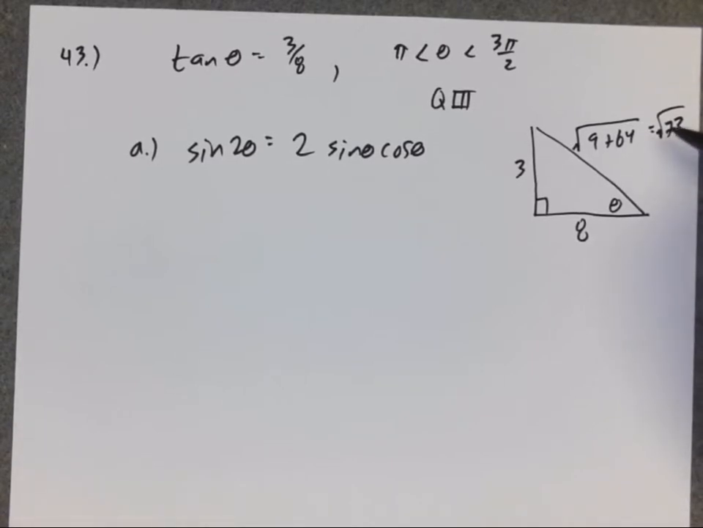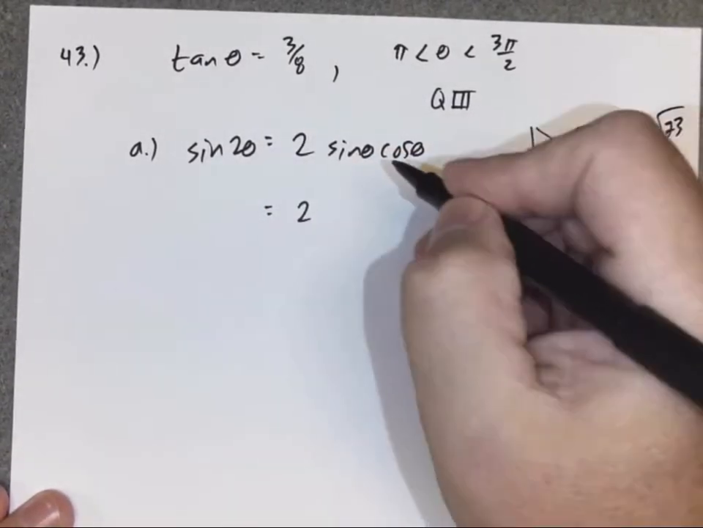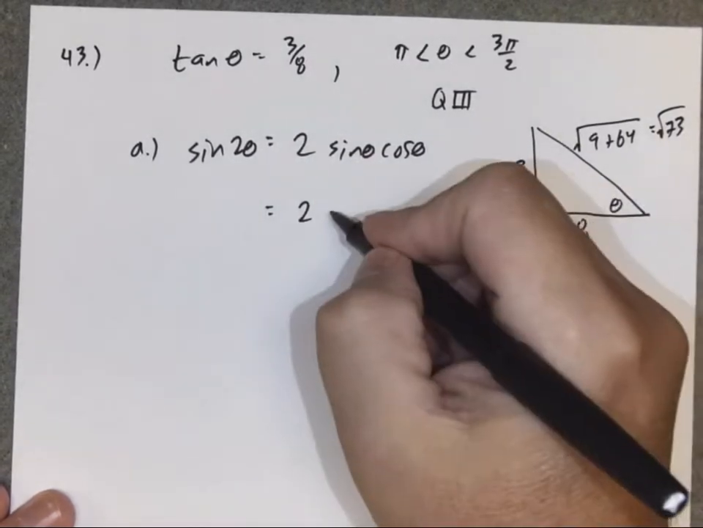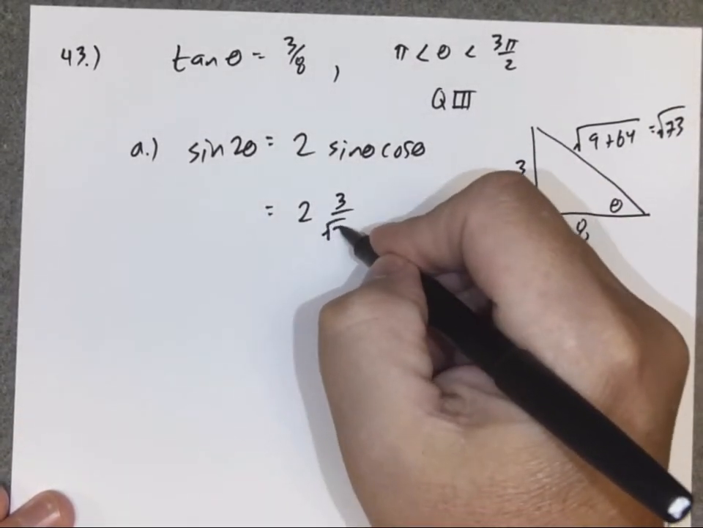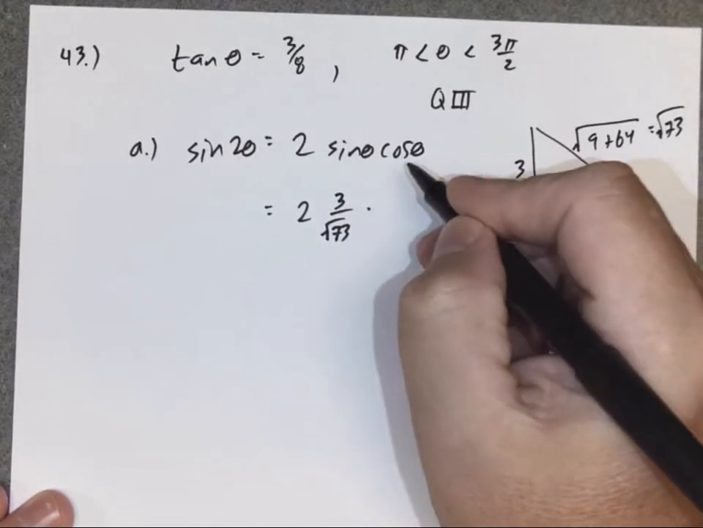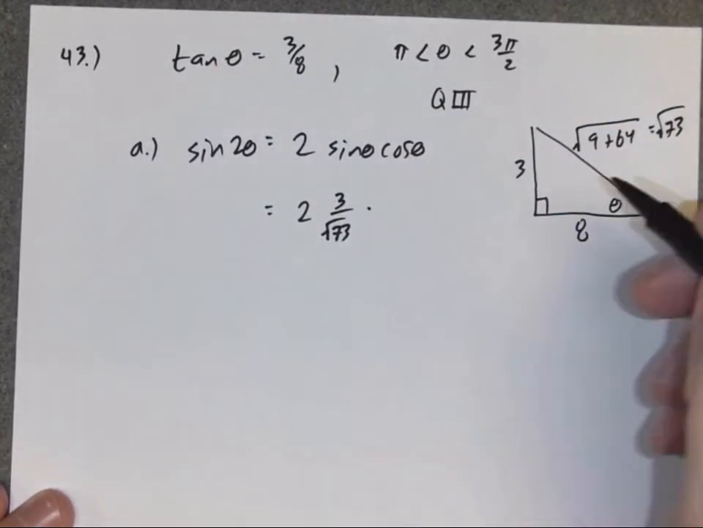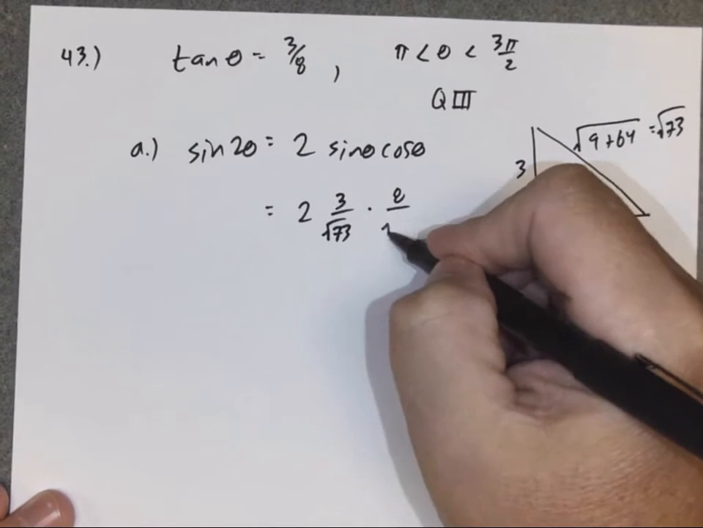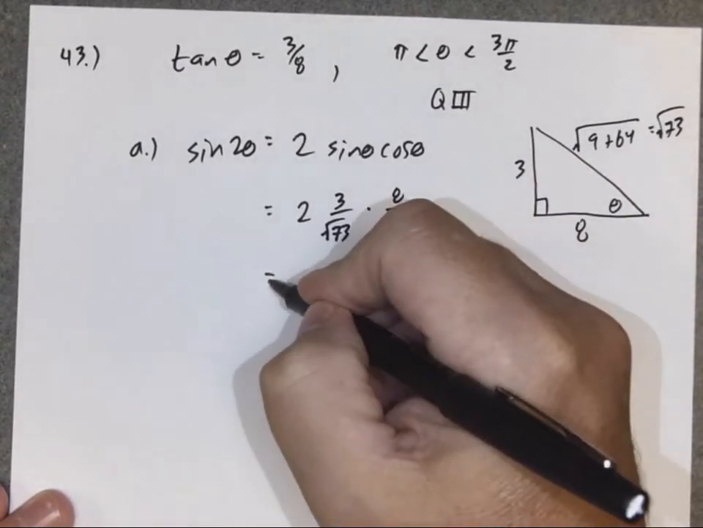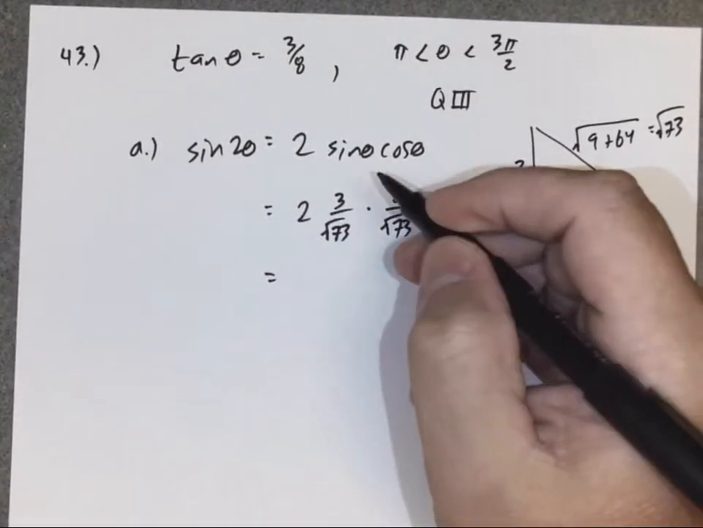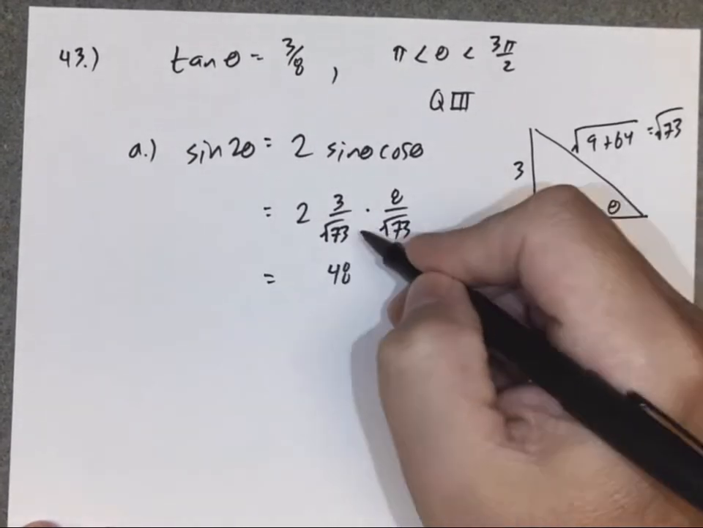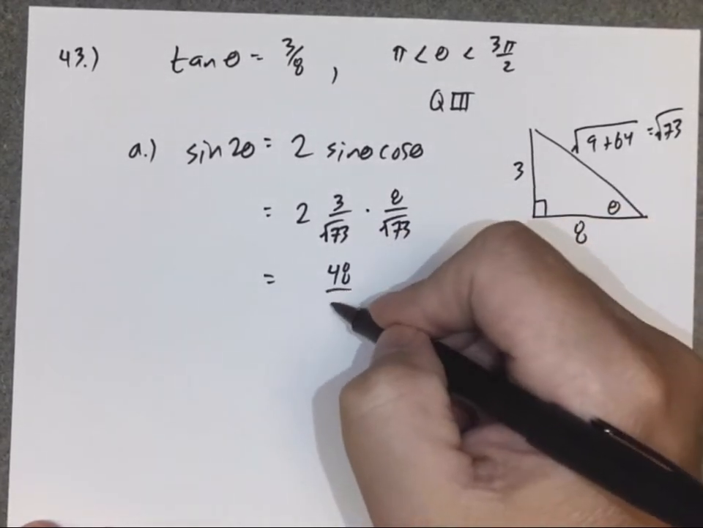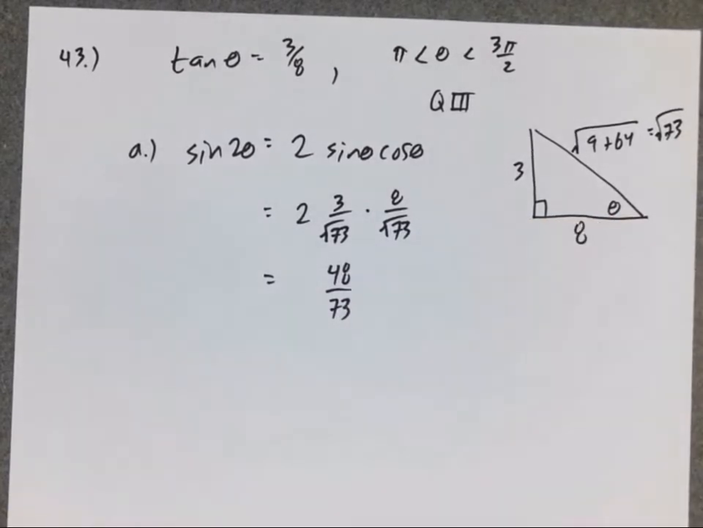And I believe square root of 3 is a prime number. It doesn't simplify. So now, 2 sine theta, sine opposite over hypotenuse, times cosine theta, so cosine adjacent over hypotenuse. 2 times 3 is 6. It's like 48. Square root of 73 times square root of 73 is just 73. Looks like 48 over 73.